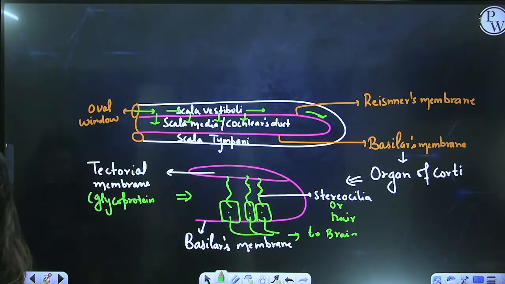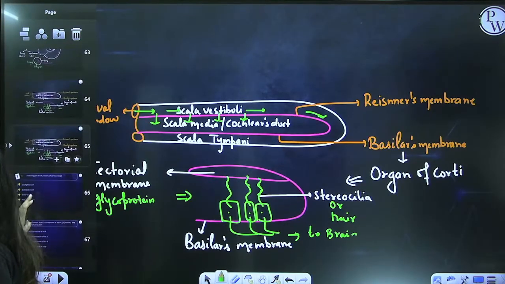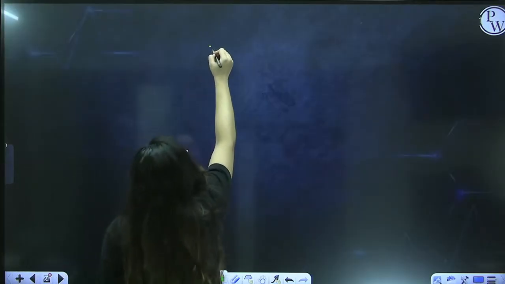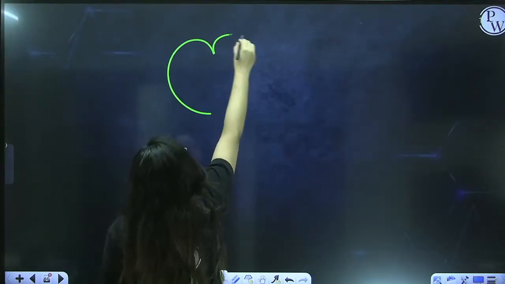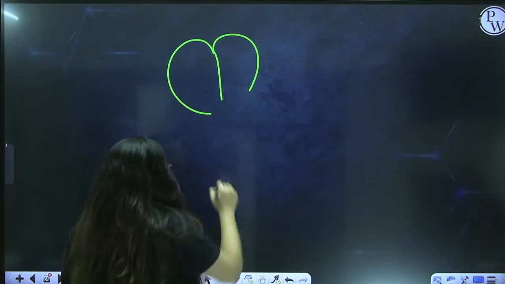Now, let's talk about the balancing portion. Balance. How do we balance? So this is your vestibule. Okay, all right.